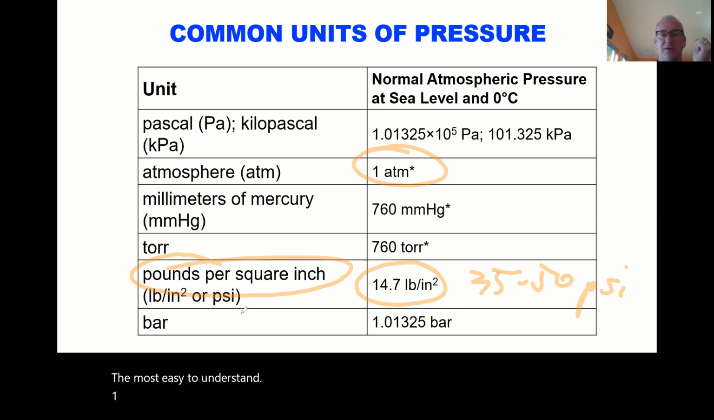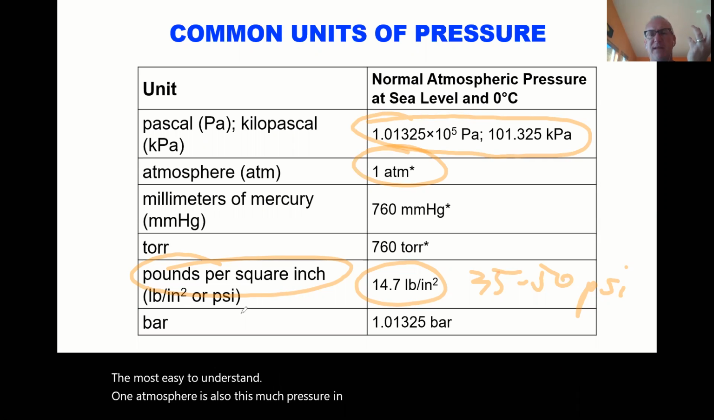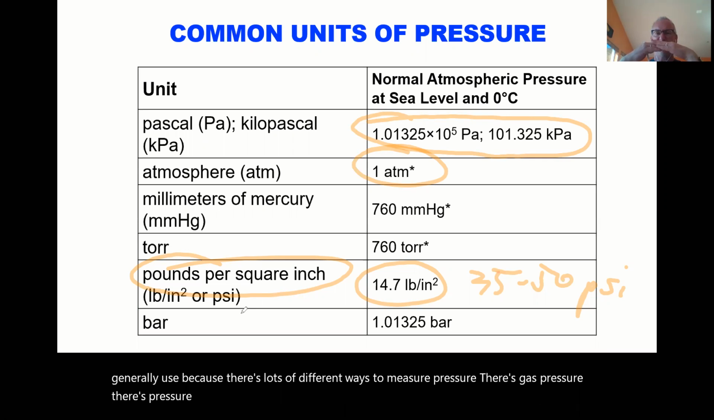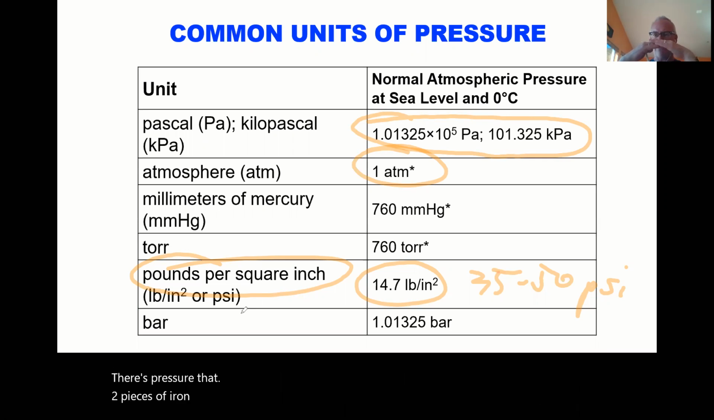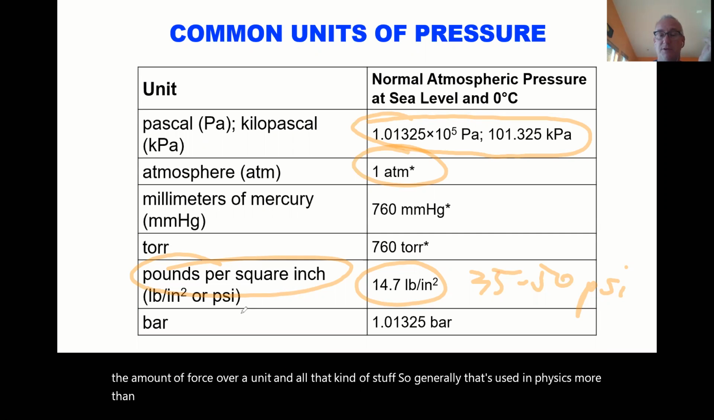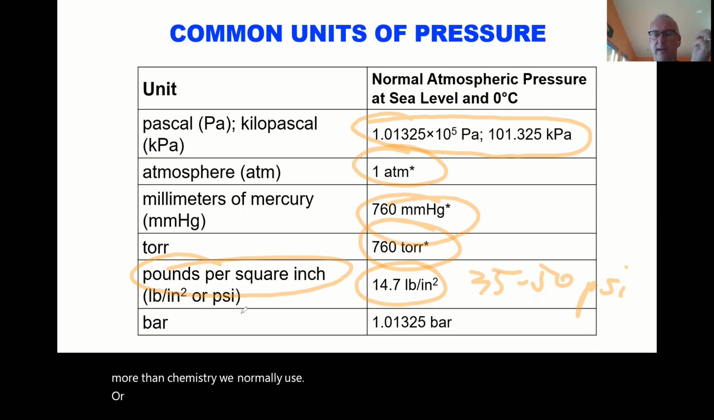1 atmosphere is also this much pressure in pascals. And pascals is something that physicists generally use, because there's lots of different ways to measure pressure. There's gas pressure, there's pressure that 2 pieces of iron or whatever welded together have on each other, and so you look at the amount of force over a unit and all that kind of stuff. So generally that's used in physics more than chemistry. We normally use torr or millimeters of mercury. And then here's bar right here.